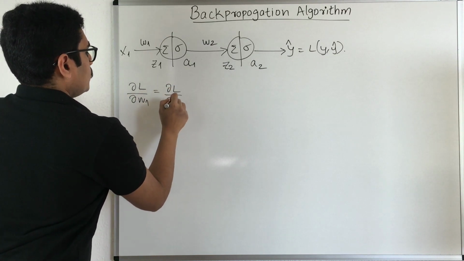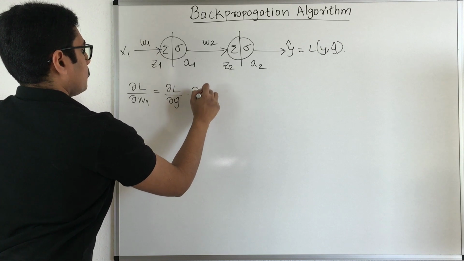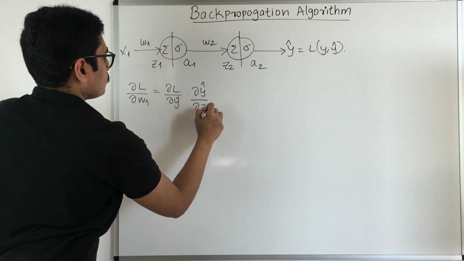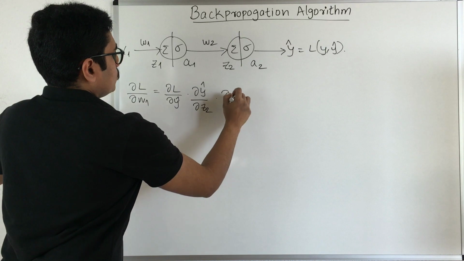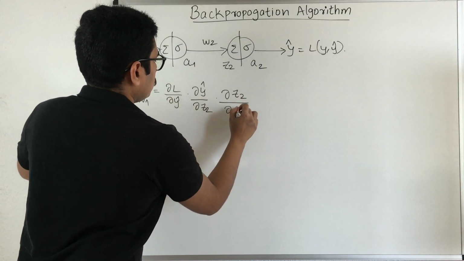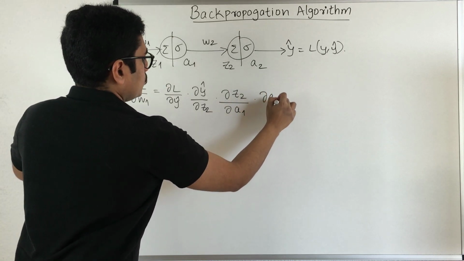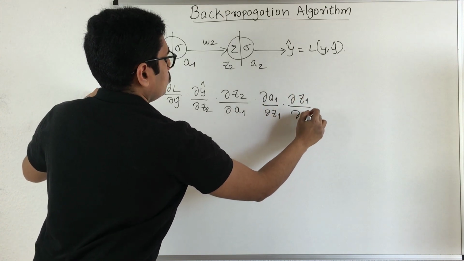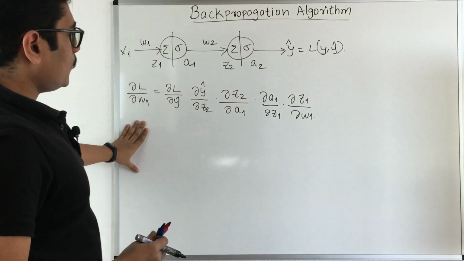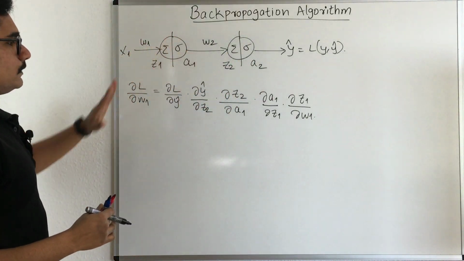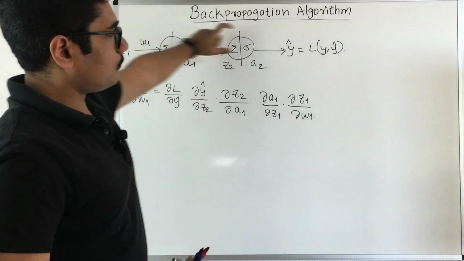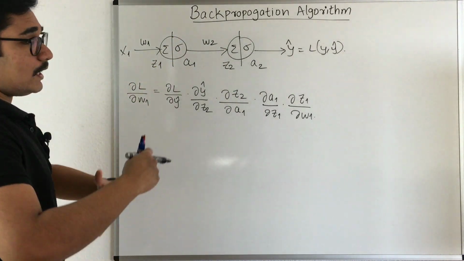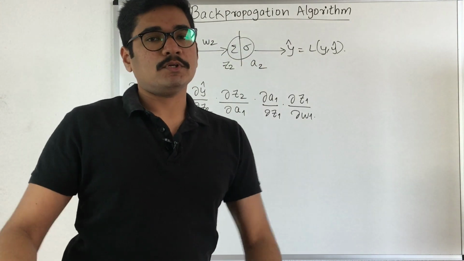So ∂L/∂y cap, that is you go this way. y cap is a function of what? That is Z2. Then Z2 is a function of A1, so we differentiate with ∂A1, and A1 is a function of Z1, and now Z1 is a function of W1. So you can see how the chain rule can be applied across the different layers or for this particular unit. This is just a small fraction of what our neural network is. We can consider n number of such connections happening inside a large neural network, like a convolutional neural network or deep neural networks.